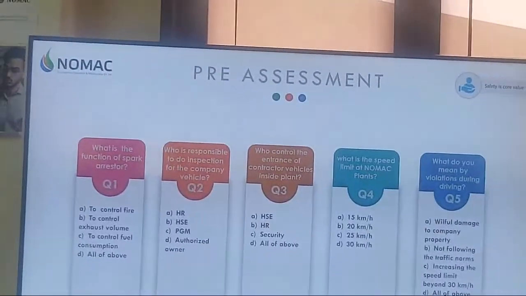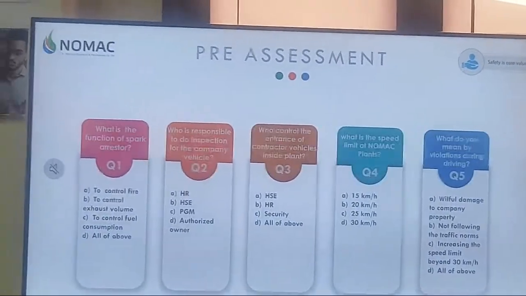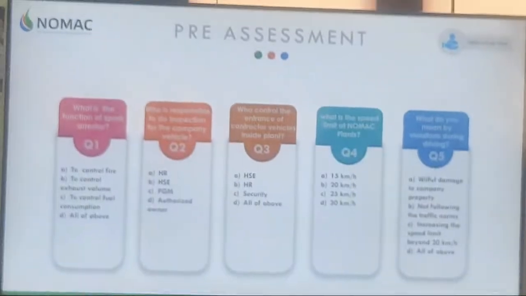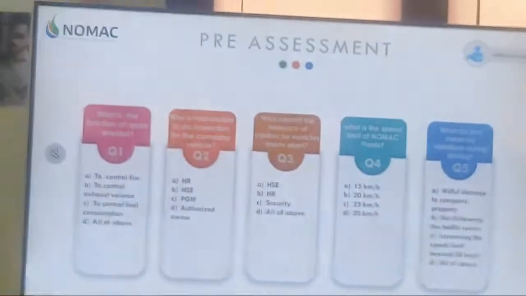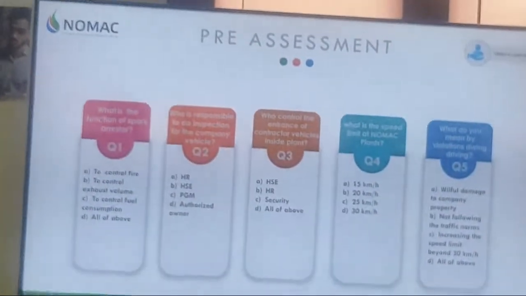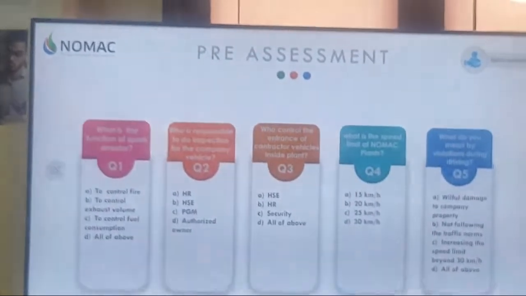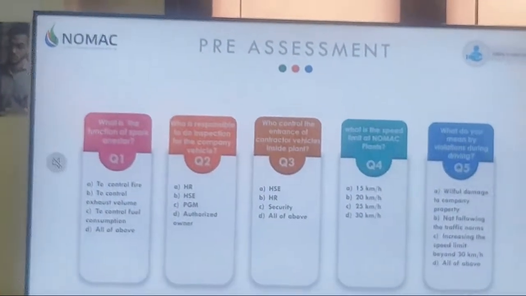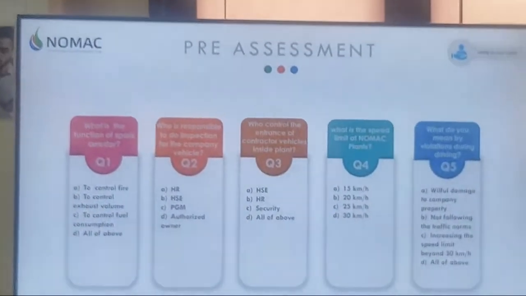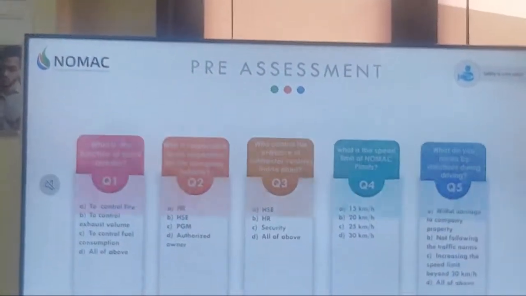What is the speed limit inside the premises, plant premises? 20. There will be 20 and then there will be 30. We should not exceed 20.